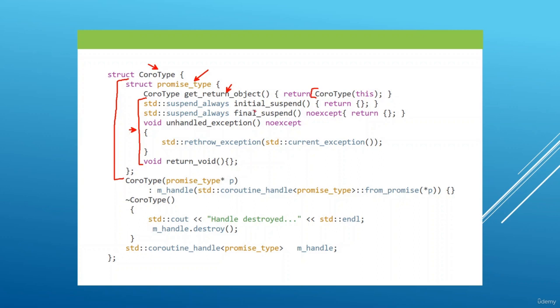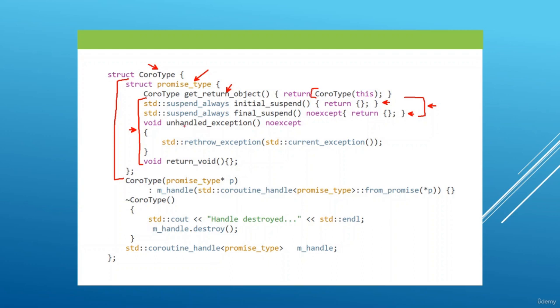Now, the initial suspend method is going to decide whether we want our coroutine to suspend the first time we call it, and the final suspend method is going to decide whether we want to destroy our coroutine state at the end. Don't worry about this as of yet if this is not making sense. I will show you what I mean with these methods here when we get to run code in the next lecture.